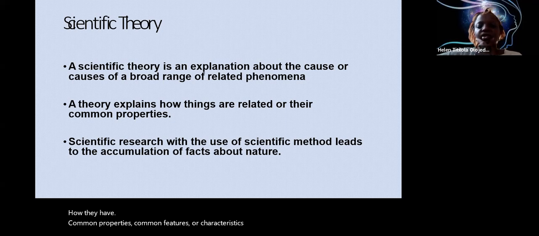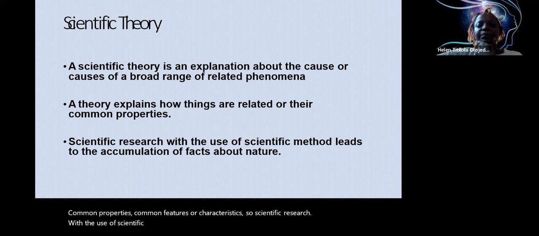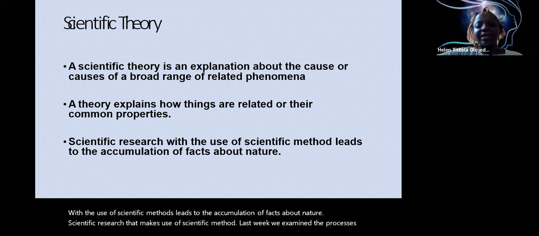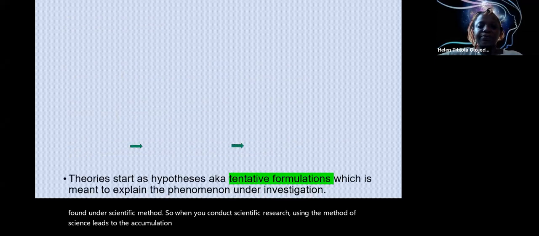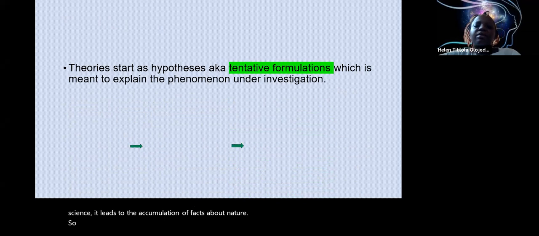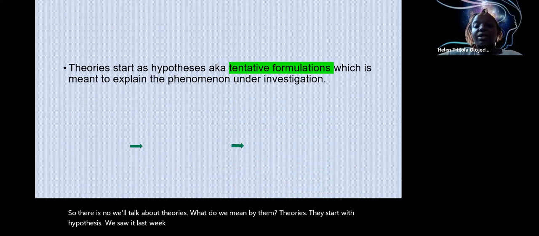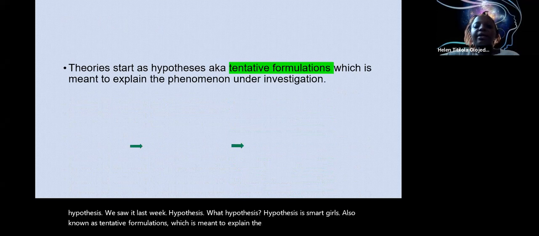So scientific research with the use of scientific methods leads to the accumulation of facts about nature. Scientific research that makes use of scientific method. Last week, we examined the processes found under scientific method. So when you conduct scientific research using the method of science, it leads to the accumulation of facts about nature. So theories, when we talk about theories, what do we mean by them? Theories, they start with hypotheses. We saw it last week. A hypothesis is a smart guess, also known as tentative formulations, which is meant to explain the phenomena under investigation.